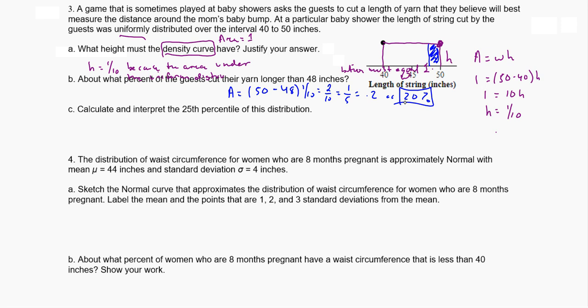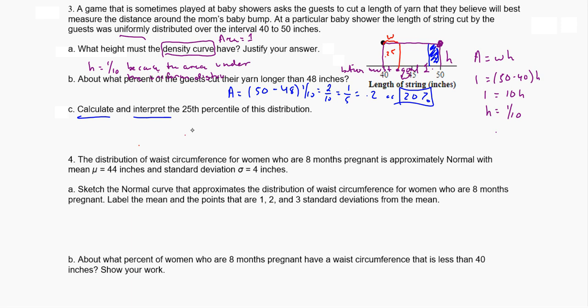And finally, it says calculate and interpret the 25th percentile of this distribution. If we divide this into quarters, the 25th percentile is going to be the first quarter length. So 0.25 is going to be the area, and we need to calculate where this is located. Really what we're calculating is what is W, the width from here to there.